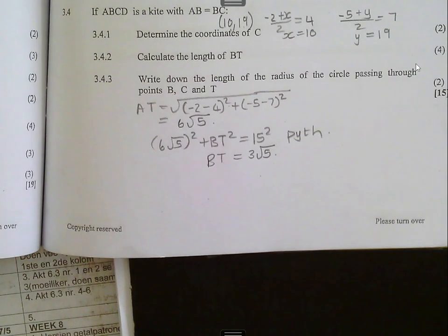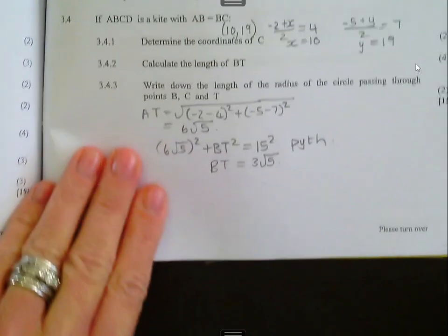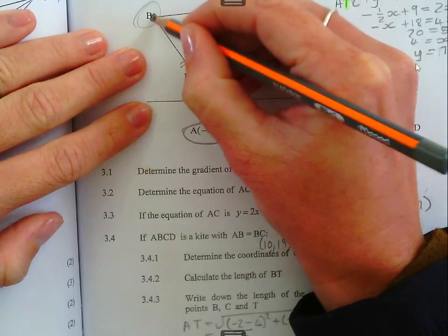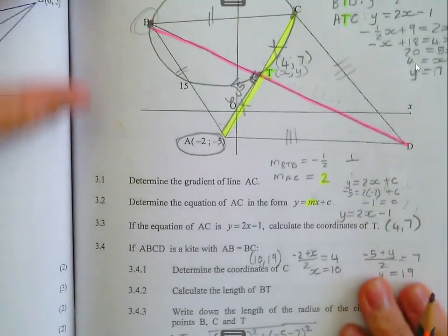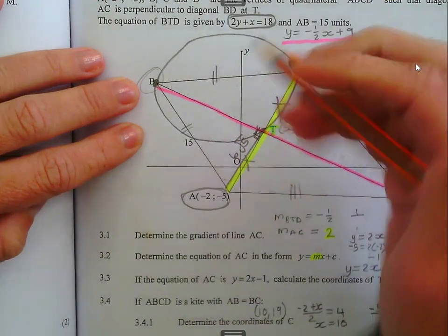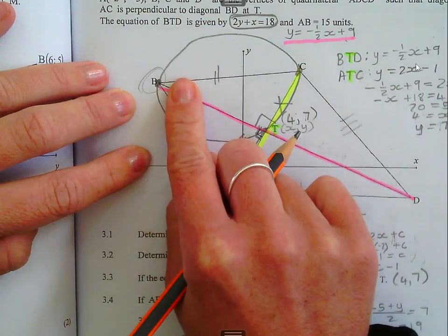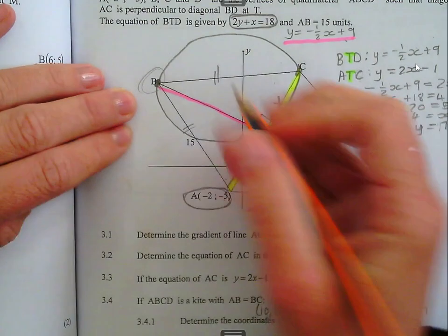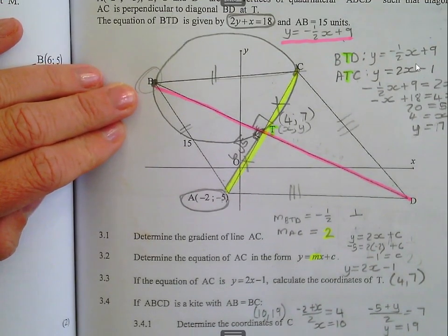Now, 3.4.3, we spoke about this yesterday. This is a sum that can confuse us, because now they are referring to a circle. And circles we had were Euclidean. We haven't had circles at analytical geometry, but just go and draw in the circle. They are referring to a circle that goes through the points B, T, and C. So what that means is that those points are on the circumference of the circle. And that means that this angle T is on the circumference, and it's almost 90 degrees, which makes T an angle in a semicircle. And if it's an angle in a semicircle, that line cuts the circle in half.